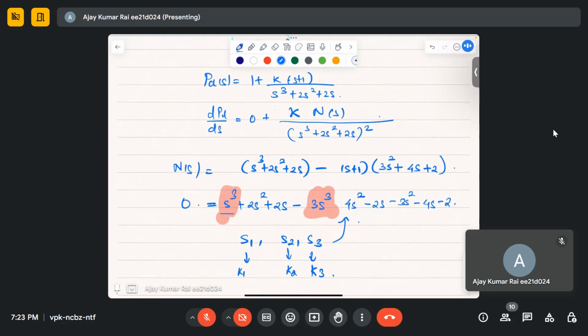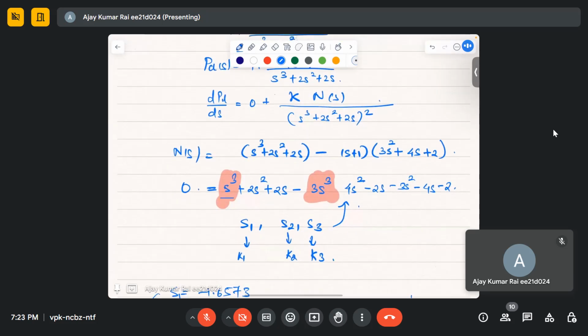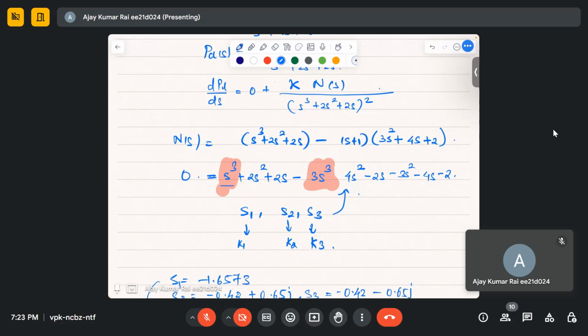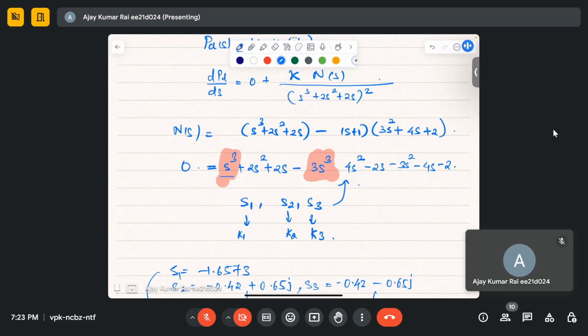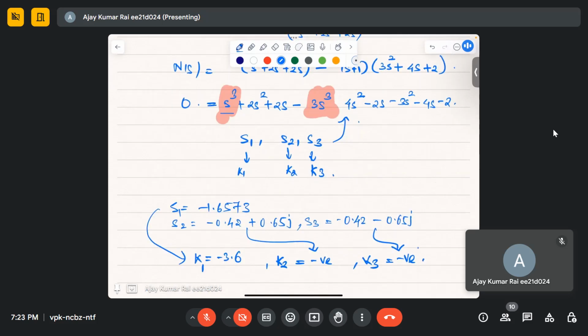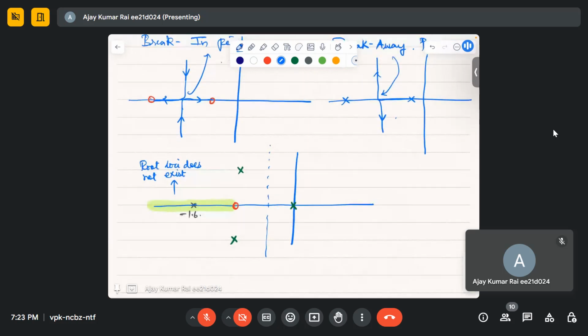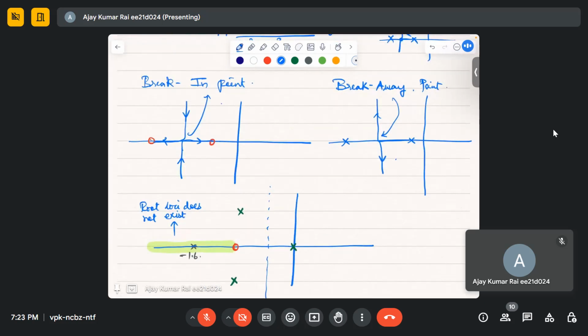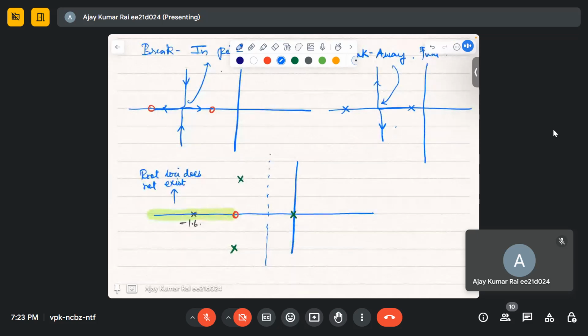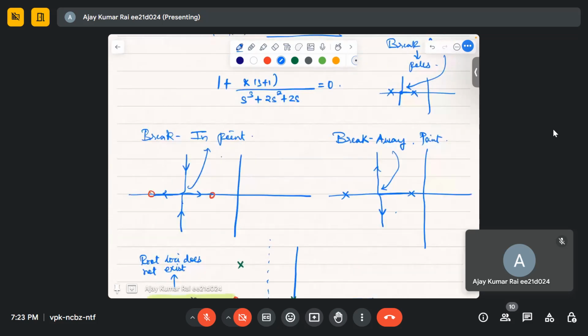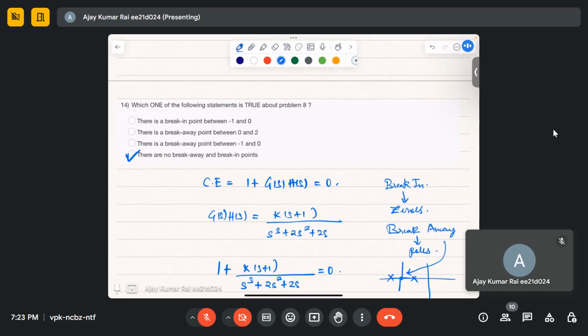First differentiate with respect to s and find 3 values because it's degree 3, finding s1, s2 and s3, and correspondingly finding the values of k1, k2, k3 also. If you do that you'll get k values to be negative. So mathematically also we can prove there does not exist any breakaway or break-in points for this particular open loop transfer function. So the last option is correct.